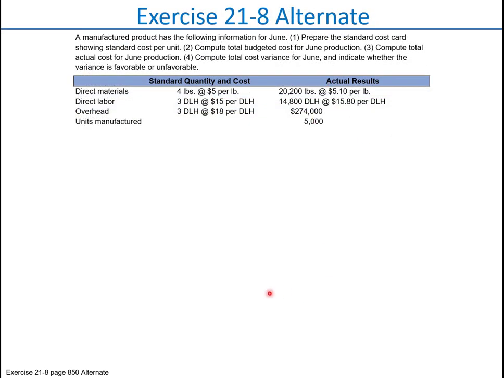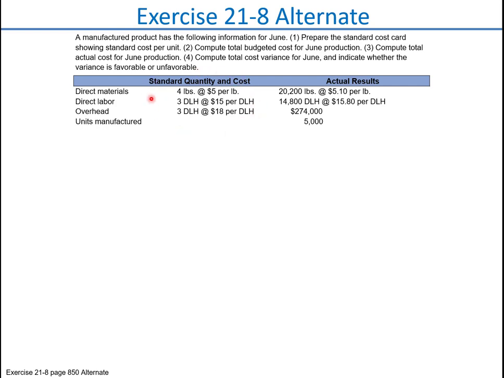This is exercise 21.8, the alternate version. And we want to prepare a standard cost so we can see how much does it cost to produce each unit. We want to look at the total budgeted cost for June, compute the total actual cost. Here are the actual results, and compute the total cost variance for June and determine if it's favorable or unfavorable. Let's take a look here.